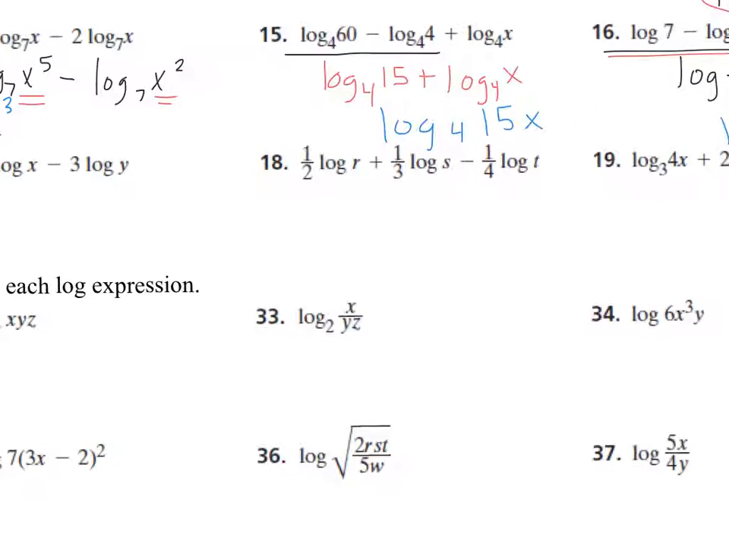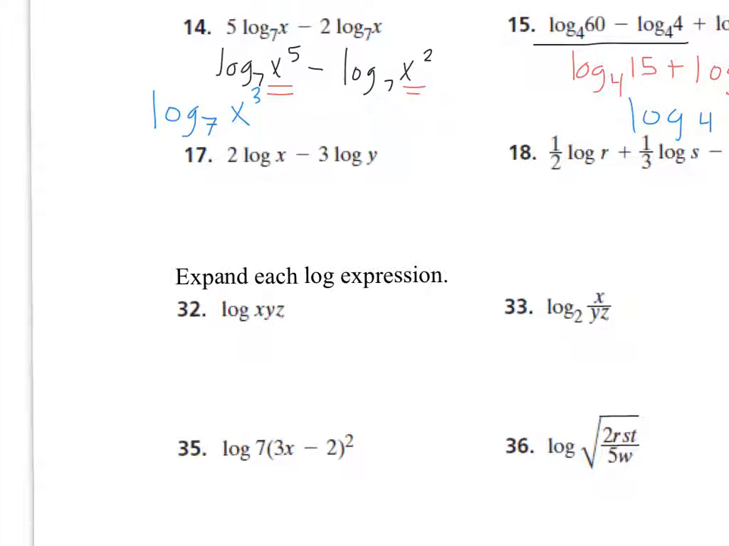And then number 17, you have a number out front, so it's going to become your exponent. So I'm going to write it as log x squared minus log y cubed. You're subtracting these logarithms, so I'm going to write this as division with this being my numerator and this being my denominator. So it's log x squared divided by y cubed.